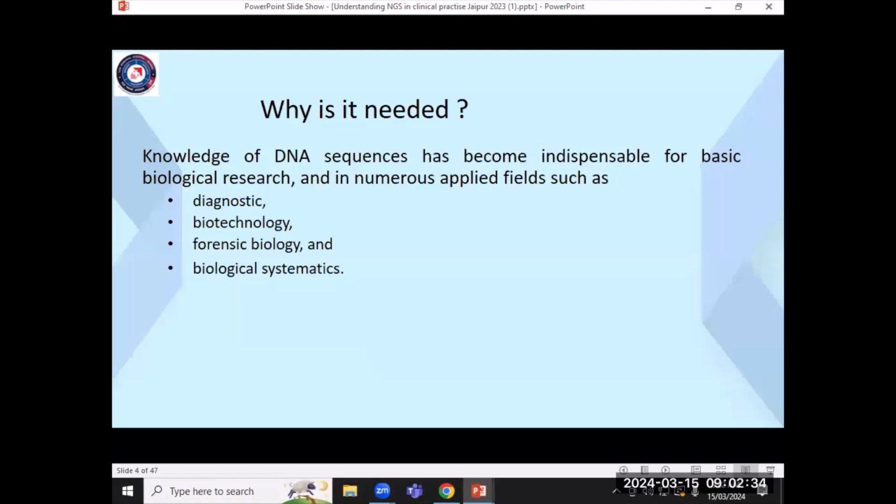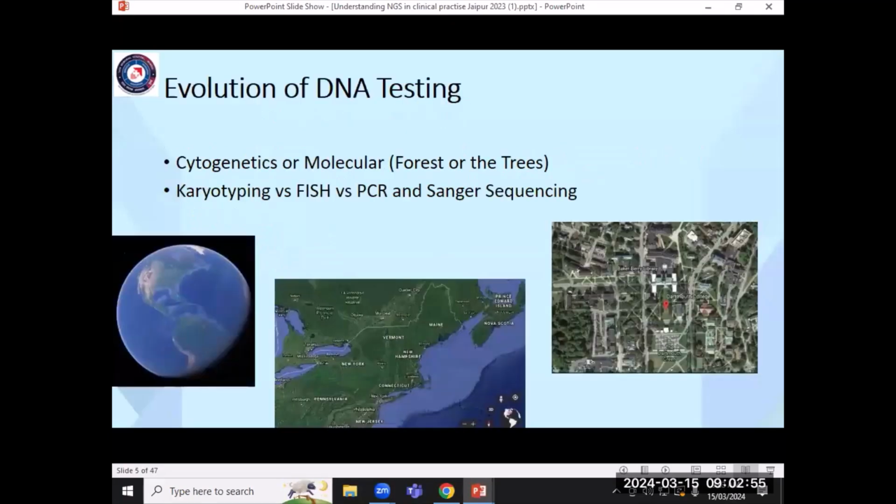So why is it needed? These sequences have become indispensable. Just in Dr. Nupur's talk, we spoke about so many different entities, like this is a fusion positive tumor, this is a TP53 mutated tumor. So how did we get to that? After looking into the gene sequencing data. So definitely this is needed for diagnostic, theranostic, prognostic, and also forensic and various other implications.